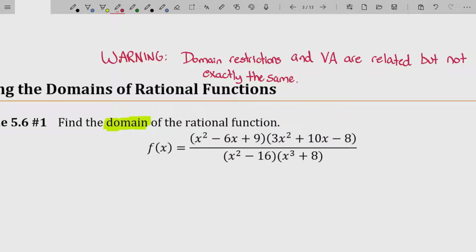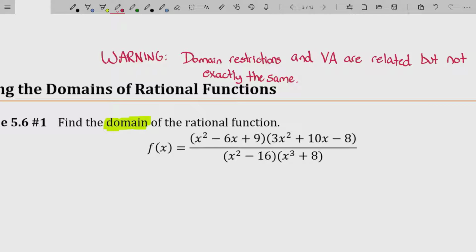So I wrote it up above. Domain restrictions, things that would cause division by 0, and vertical asymptotes are related, don't get me wrong, but they're not exactly the same, because your domain restrictions could be much larger than the actual set of vertical asymptotes. And this is a good example showcasing that.